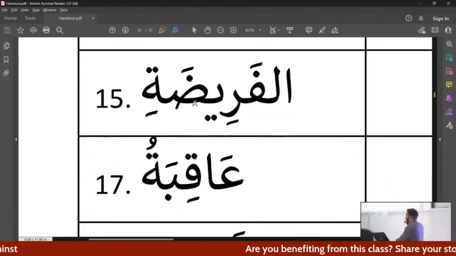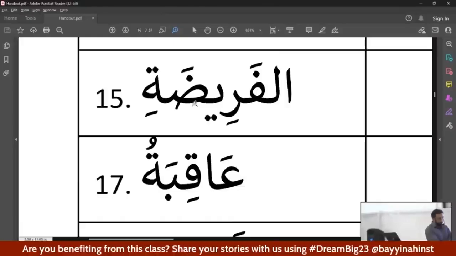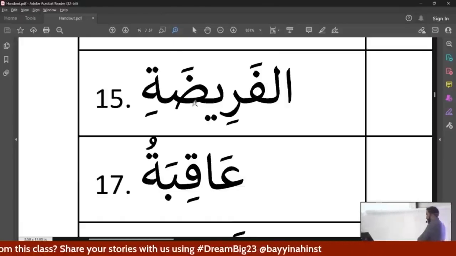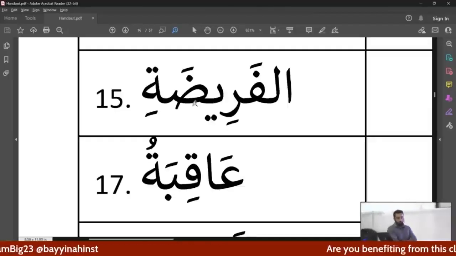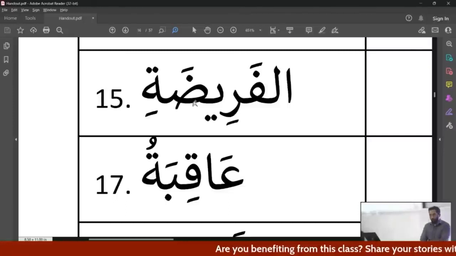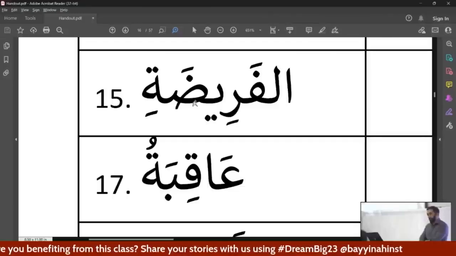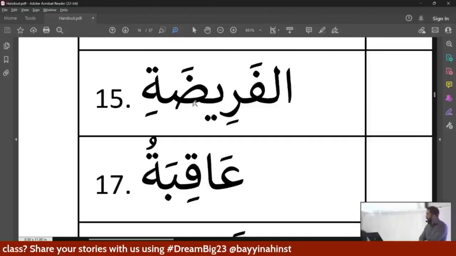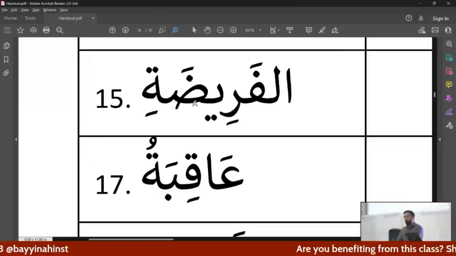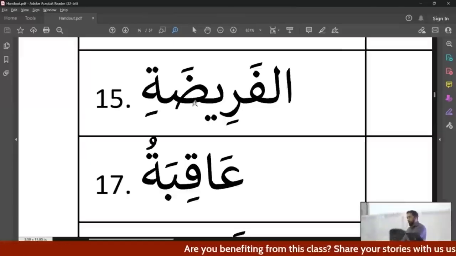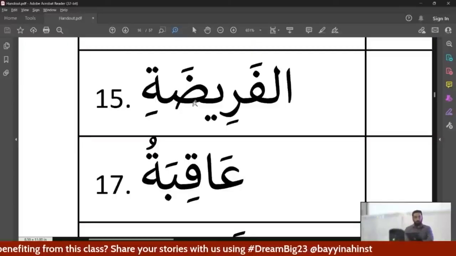Al-fariidati, the obligation. Al-fariida, obligation. Is it jar? Is it nasab? Al-fariidati. Is it rafa? Is it jasab? Oh, because of al, it's jar? Who came up with this? Kasra makes it, the E sound makes it. Okay, gender? Gender is singular, that's not a gender. Okay, gender is feminine. Number is singular.